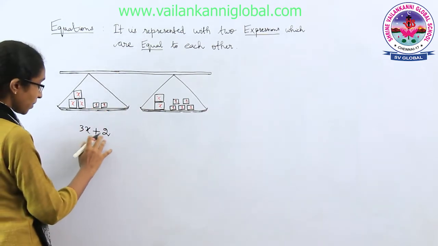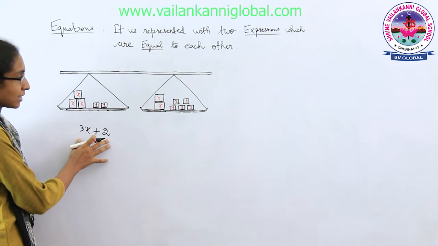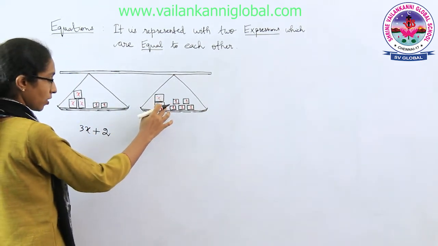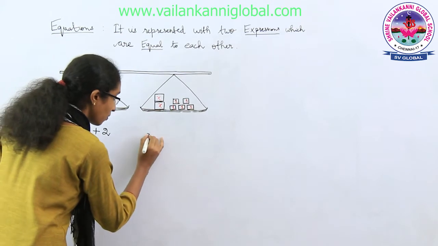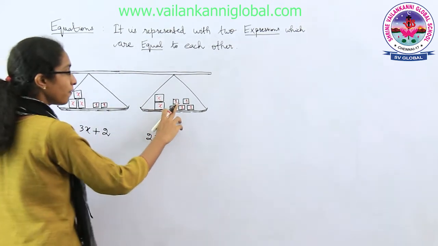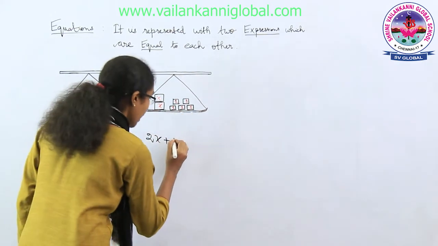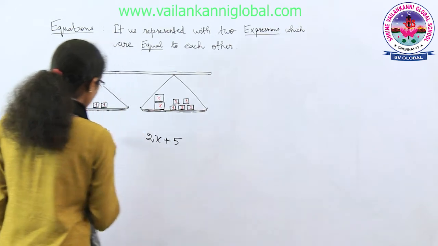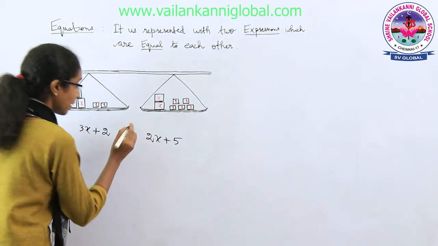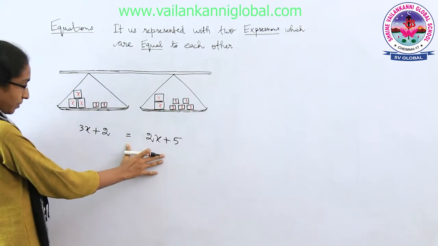So 3x plus 2 is the first expression which is written on the left hand side. In the right side we have 2x boxes where the weight is not known. So we write 2x plus 5 small boxes with each of weight 1. So we write 5. So now we have 2 expressions, one on both sides, and we put the equal to sign, denoting it as an equation.